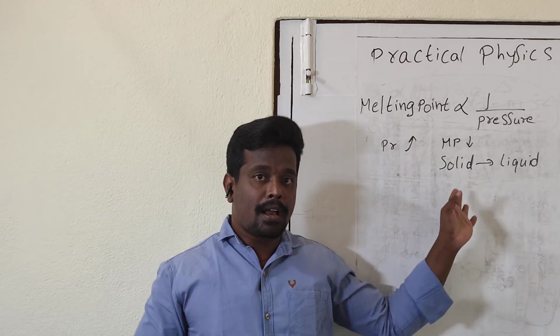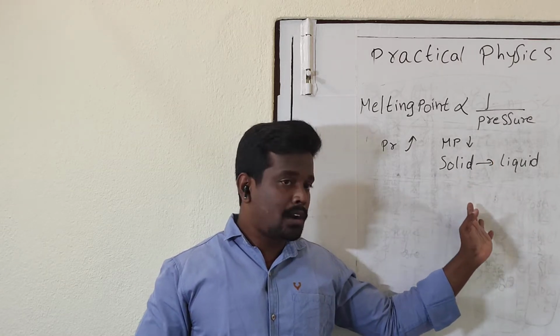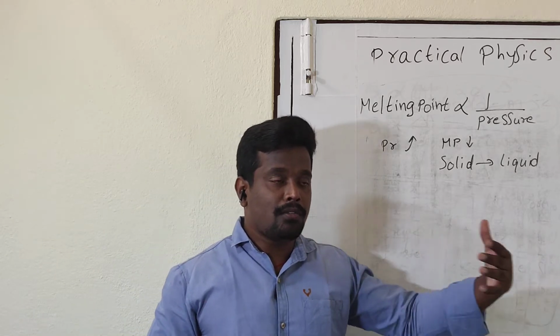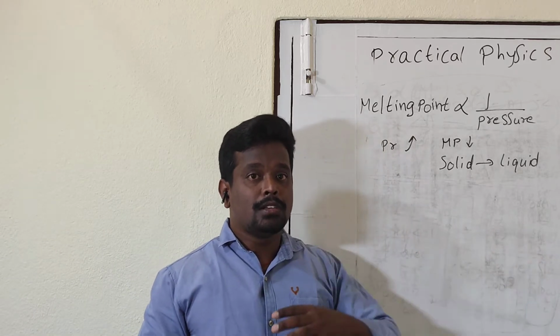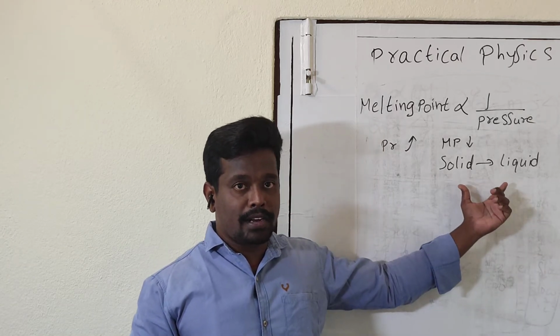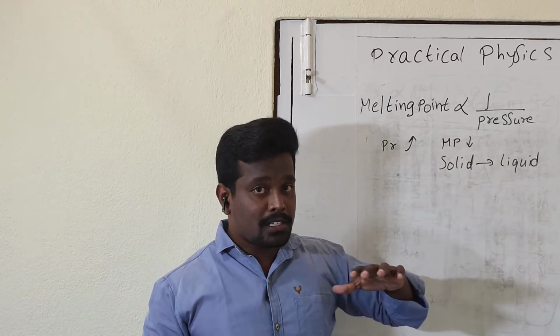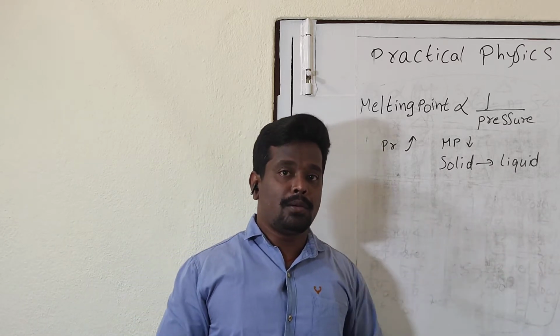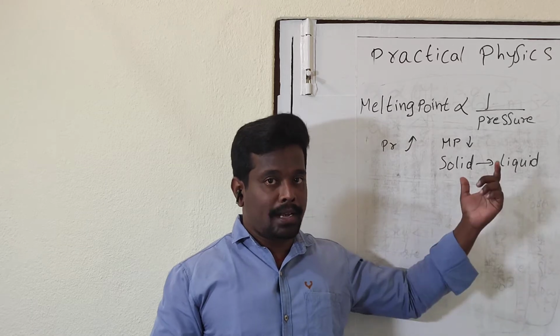And with metals, solid iron will convert into molten iron at one temperature. Solid copper will convert into molten copper at one temperature. Like this, we have different temperatures. The temperature at which a solid material becomes a liquid material, we call the melting point.